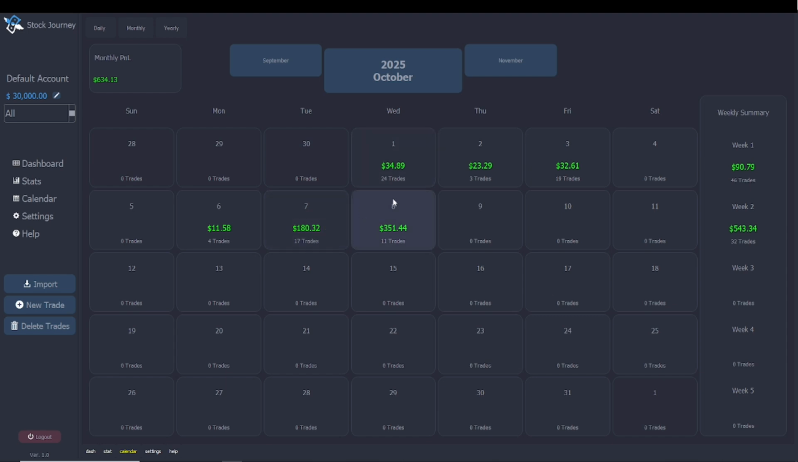So here I am today with $351.44 up and totaling $634.13 for the month of October. So I will be doing a daily recap for every day starting from today. Even if I'm having a green day or a red day, I will be doing a recap, and I can share with you guys where I bought the stocks and where I sold the stocks.